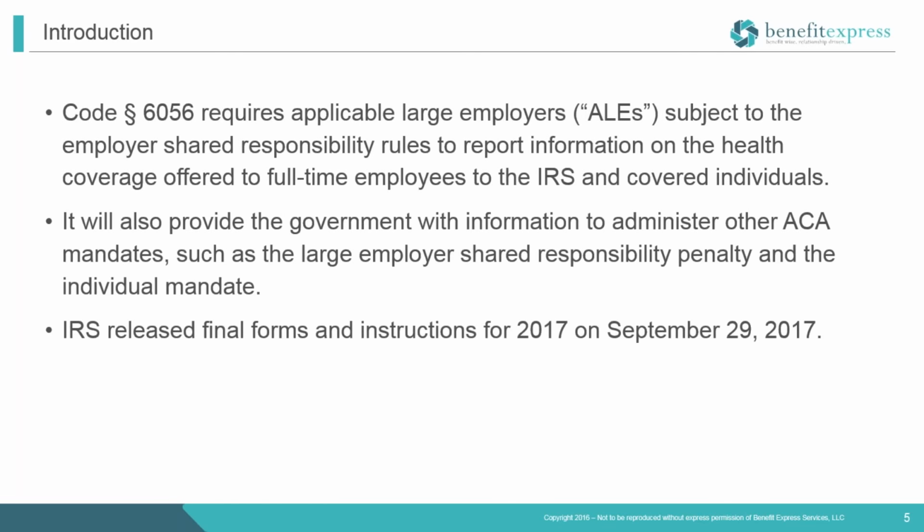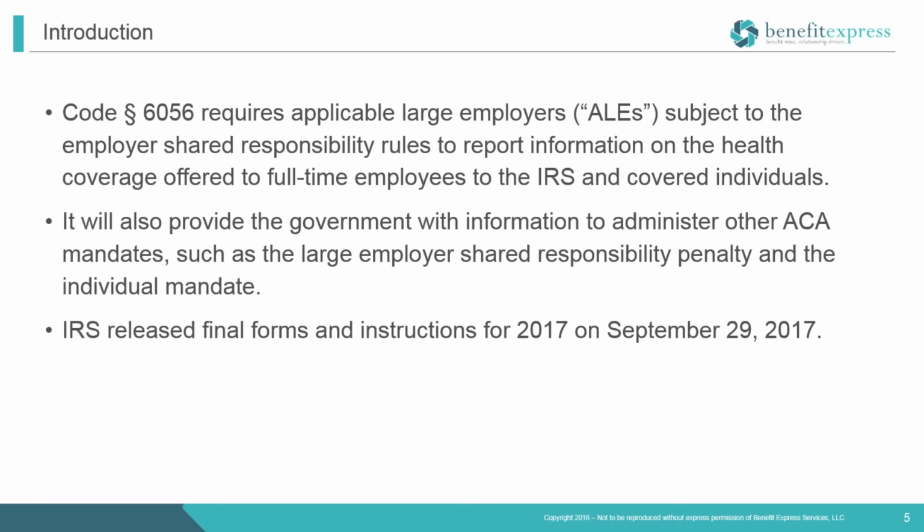6056 is for the employer, and again, what's important is the 6055 applies to the 1095B, 6056 applies to the 1095C, and basically any large employer has to comply with the employer mandate, and the way they do it is by showing evidence of that by completing the 1094 and the 1095C.